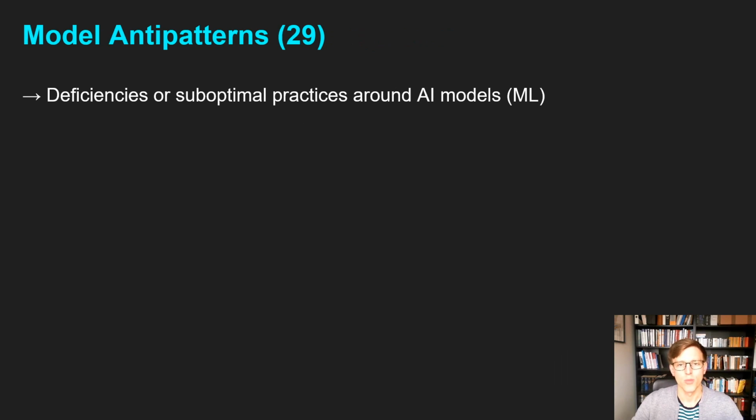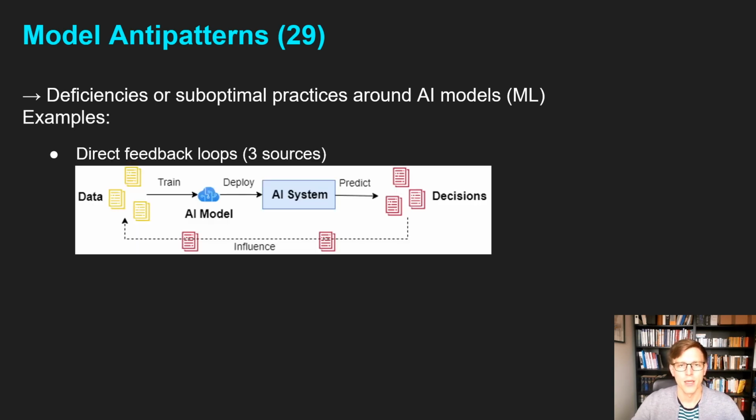We identified 29 antipatterns related to deficiencies or suboptimal practices around AI models, so mostly relevant in the context of machine learning. An example of this is the antipattern direct feedback loops. Here, the predictions of an AI system are used to inform decisions that in turn may have an influence on the training data selection for that same system. So we have a harmful and potentially self-sustaining relationship that can lead to biased decisions.